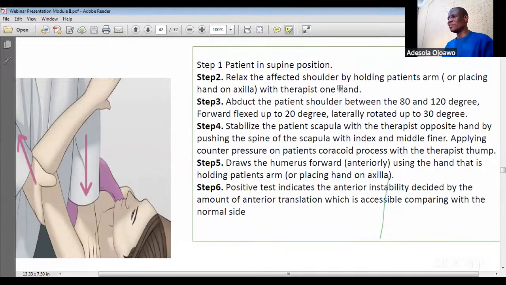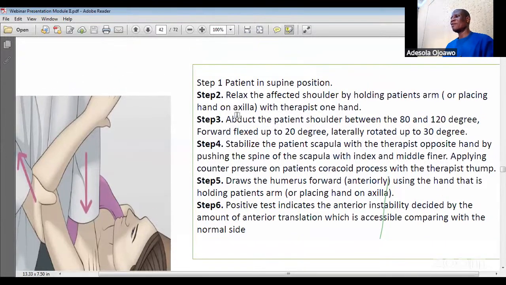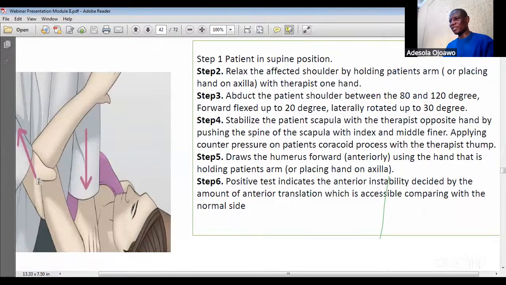Patient lies supine, right? Then the patient relaxes the affected shoulder by holding the patient's arm. You hold the patient's arm, you hold the shoulder, then abduct the patient's shoulder between 80 and 120 degrees. You try to abduct it, then forward flex up to 20 degrees. So you flex it to a certain extent, 20 degrees, then laterally rotate up to 30 degrees, right?